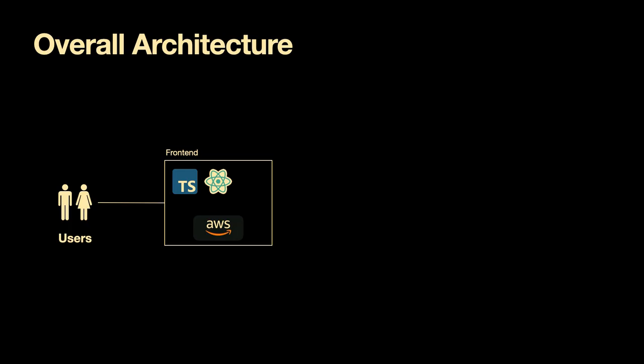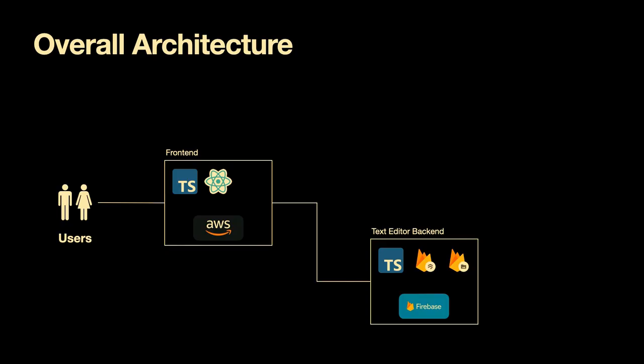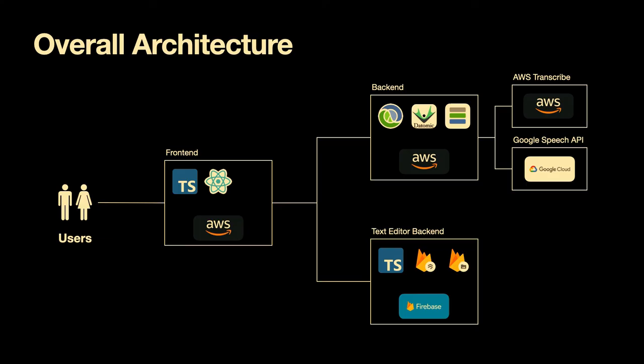And the collaborative text editor's backend is hosted on Google's Firebase, and the application's backend and REST API is hosted on AWS. We use Amazon's Transcribe service and Google's Speech API to provide automated transcriptions.